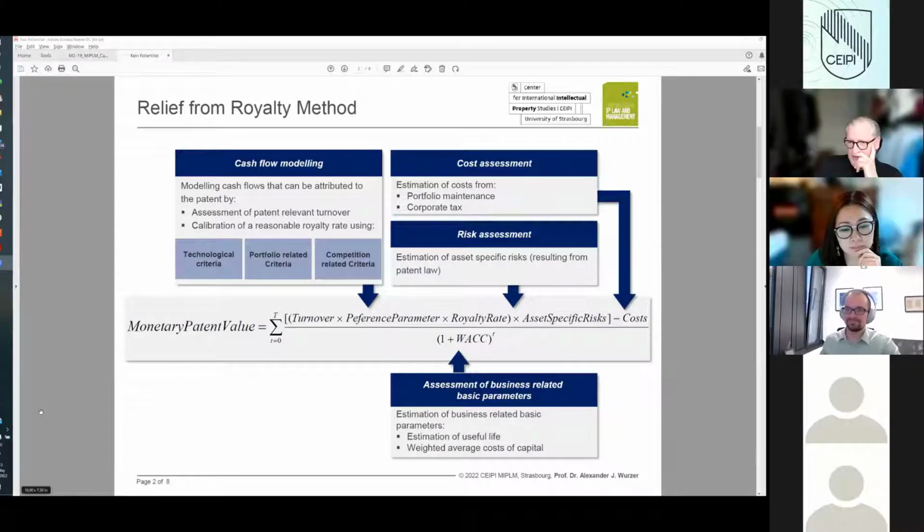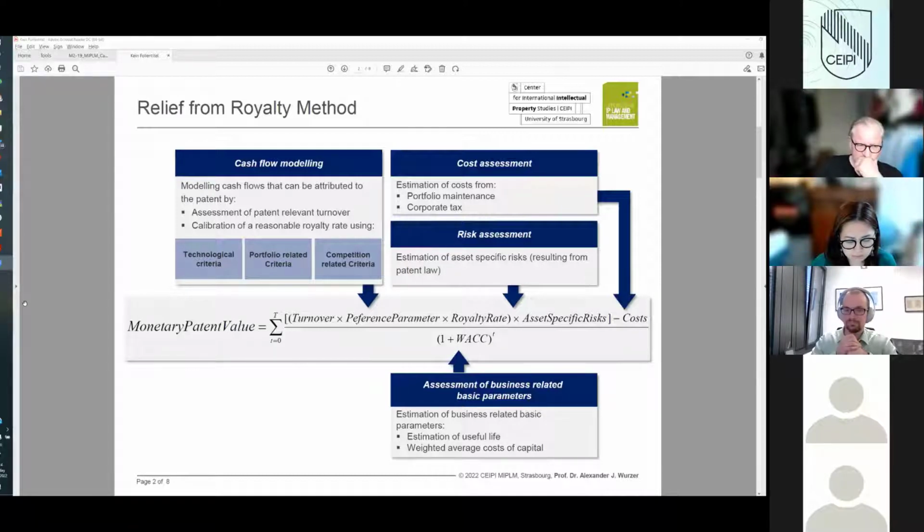Okay, so to determine the value in use, in this case, we are going to use the relief from royalty method. This is based on the fictional idea that the company doesn't actually have the technology yet, and it's going to have to in-license the technology from someone else. In doing that, in return, it has to pay some royalties. So for the sake of valuation, we use the royalties as the incoming cash flow.